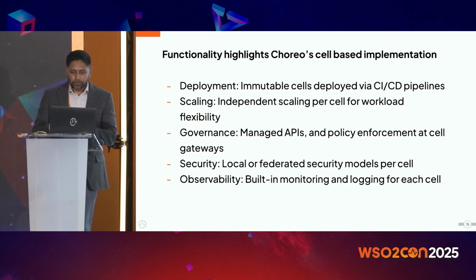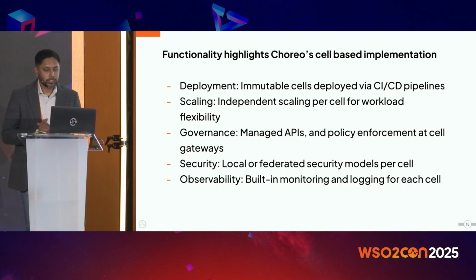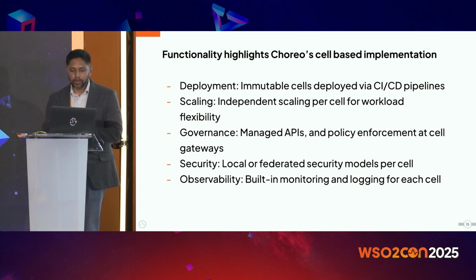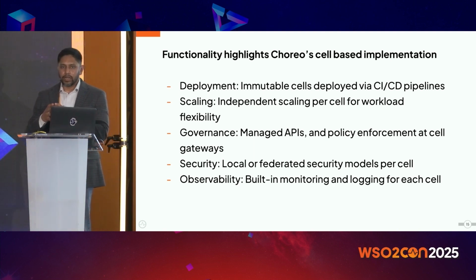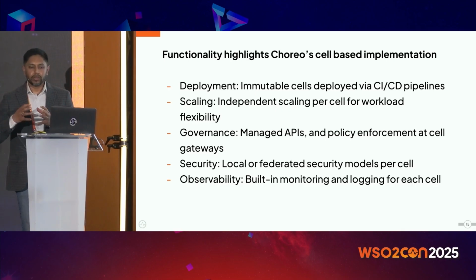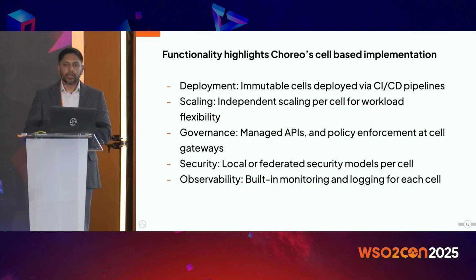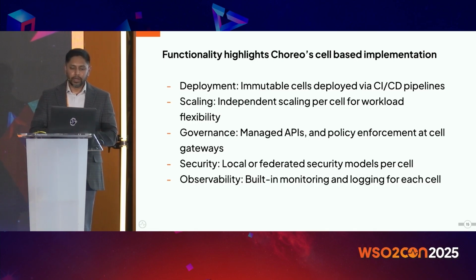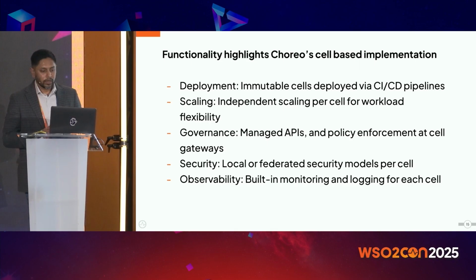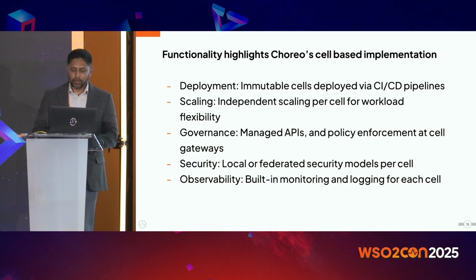So, functionality highlights from Choreo's cell-based implementation. On the deployment front, you can treat a cell as an immutable unit that you deploy through a CI/CD pipeline. Then you can scale the cells independently of each other, and you can govern the APIs that have been exposed in the cell. And then observability, again, is built in.